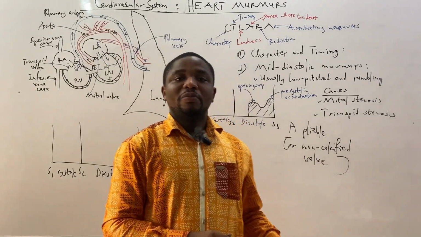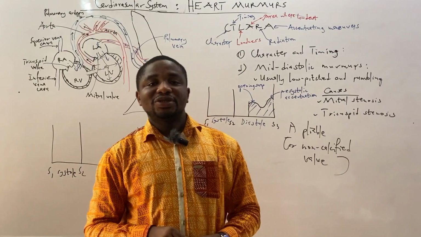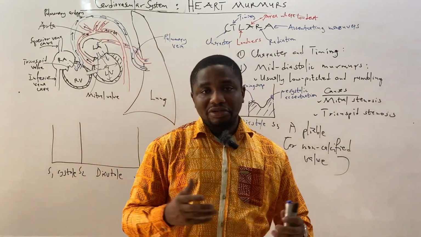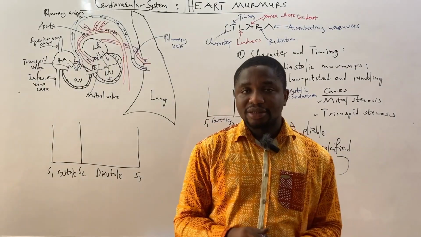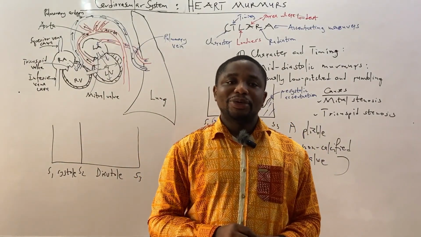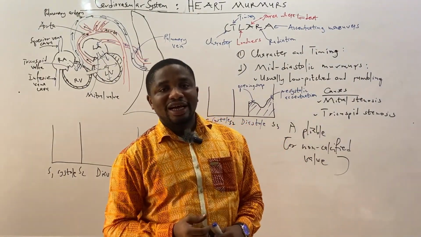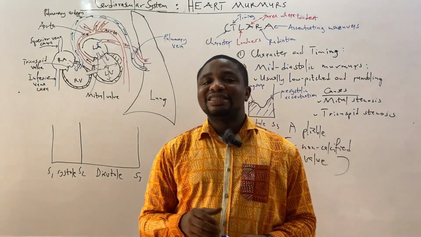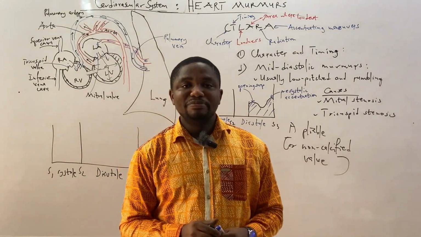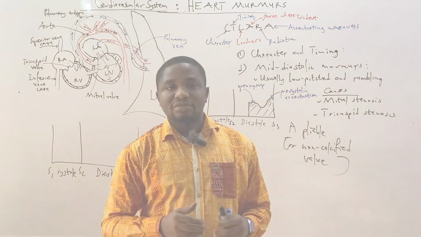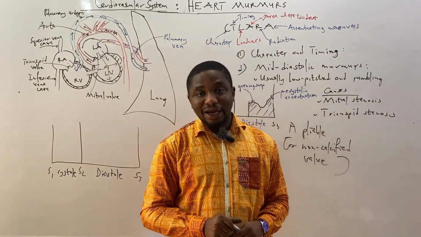So simply, the opening snap depicts what? A pliable or non-calcified valve, meaning that the valve is not calcified, but rather it is just hypertrophied or thickened. And that is what is causing the narrowing. In that regard, we will say that the mid-diastolic murmurs are low-pitched and rumbling. They will be heard towards the mid portion of the diastole, and they will have an opening snap.